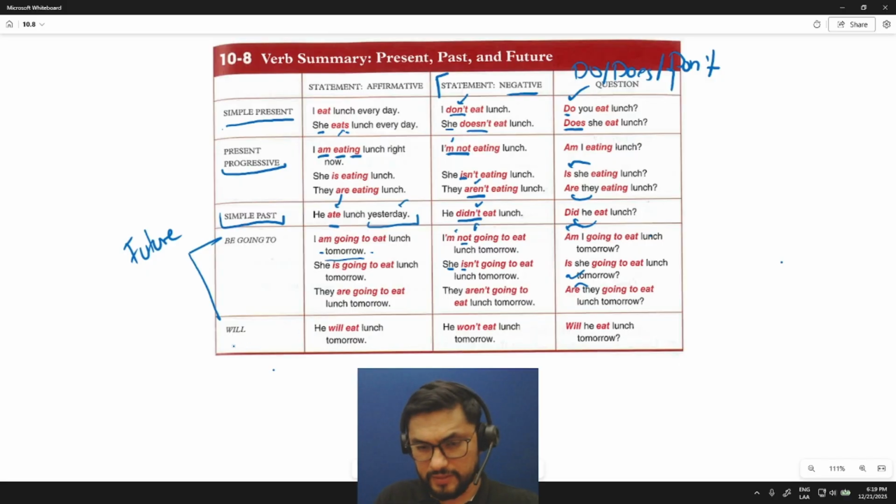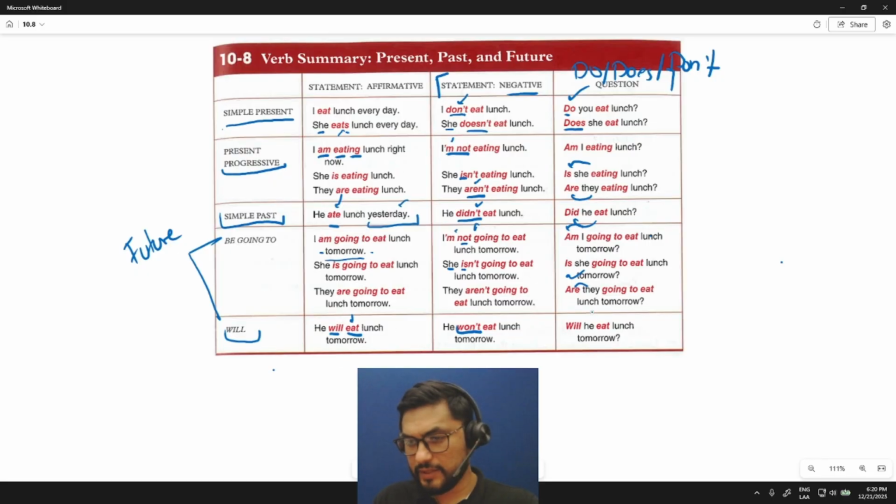Finally, and in the recent videos, we have spoken about will. He will eat lunch tomorrow. Here, we have the verb will, and then we have the main verb eat in its base form. Remember, we're not going to add s to will or to eat. For negative, we use won't. He won't eat lunch tomorrow. And won't, like did, is going to be used for all the subject pronouns. I won't, you won't, she won't, he won't, etc.